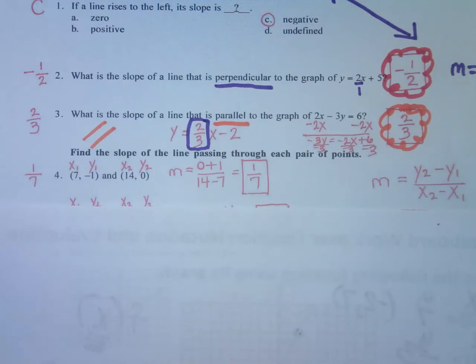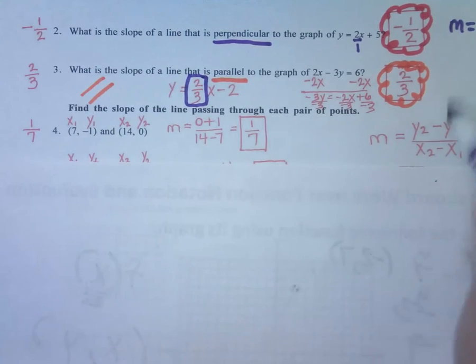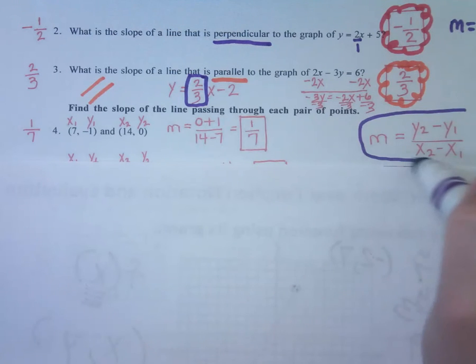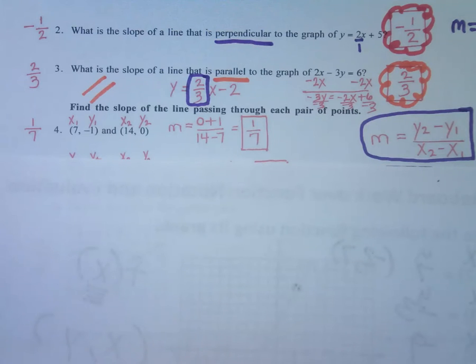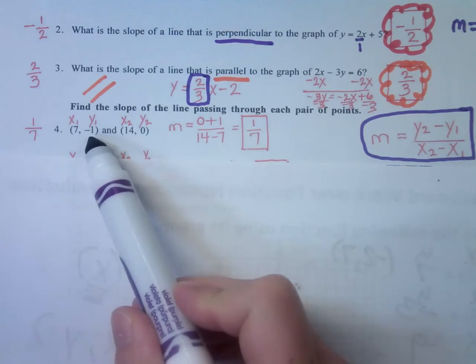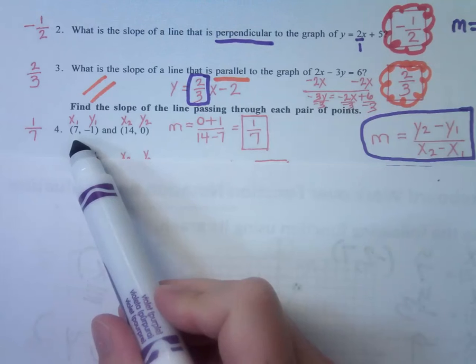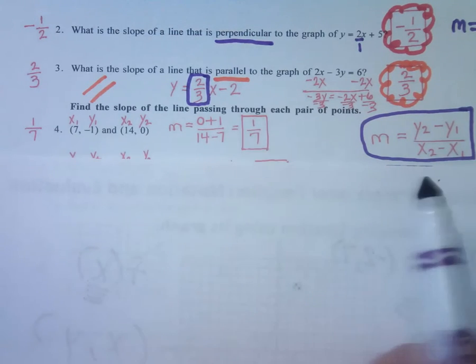All right, number 4. This one requires us to use our slope formula, y2 minus y1 over x2 minus x1. And so you just have to remember which ones are your x's and your y's. And so it's 0 minus a negative 1, which becomes 0 plus 1, over 14 minus 7. And when you work that out, you get a slope of 1/7.